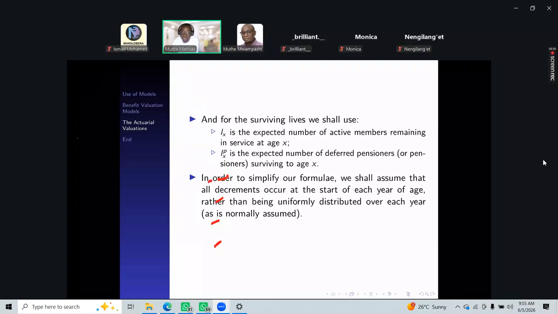And then, of course, we have this standard, I think. So we have LX, which is the expected number of active members who survive until age X. And then we have this one here for pensioners, for deferred pensioners, sorry, those who actually defer. So they have to wait until retirement to start receiving the benefit, right? I hope you remember that. So this is for deferred, if you see LPX.